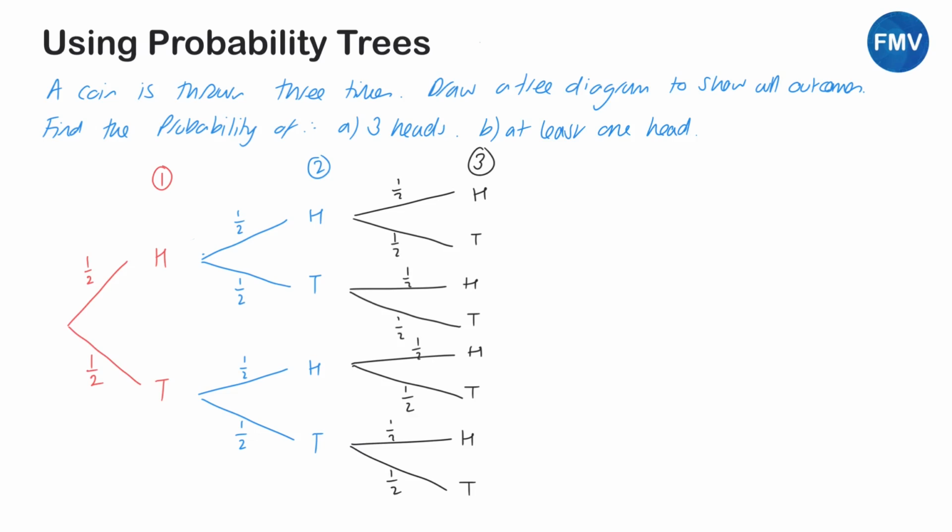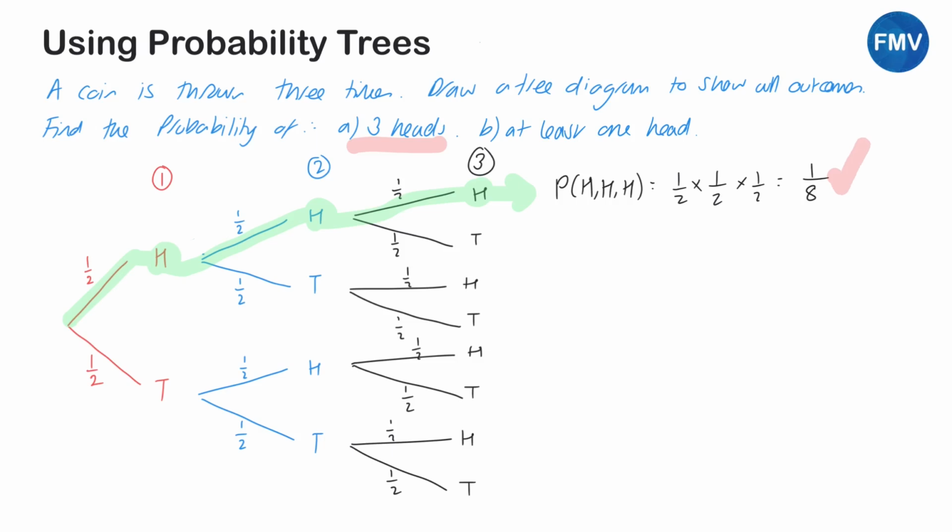Right, so the question says, what's the chance of getting three heads? So let's have a look at that. So we've got a head, head, and a head. So we multiply those together. So the probability of getting a head, and a head, and a head is a half multiplied by a half multiplied by a half, which is 1 over 8. So we've done the question about getting head, head, head, and we have found that that is probability of 1 over 8.